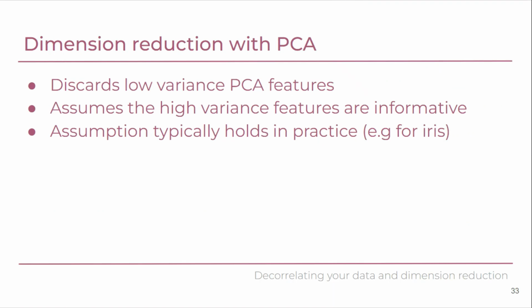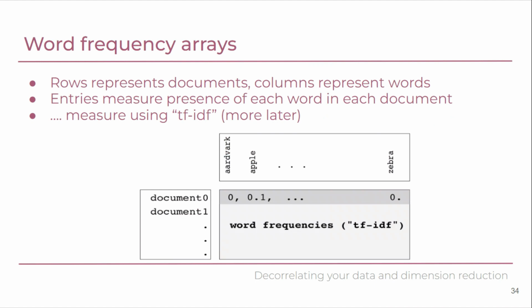PCA discards the low variance features, and assumes that the higher variance features are informative. Like all assumptions, there are cases where this doesn't hold. As we saw with the iris dataset, however, it often does in practice. In some cases, an alternative implementation of PCA needs to be used. Word frequency arrays are a great example.